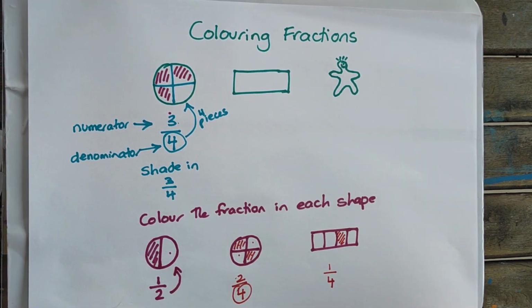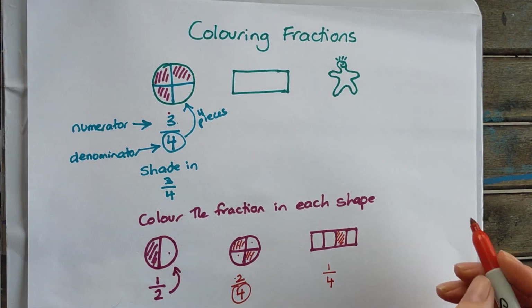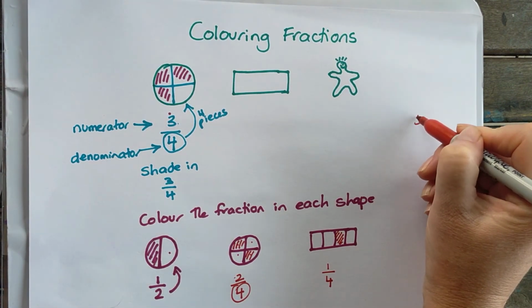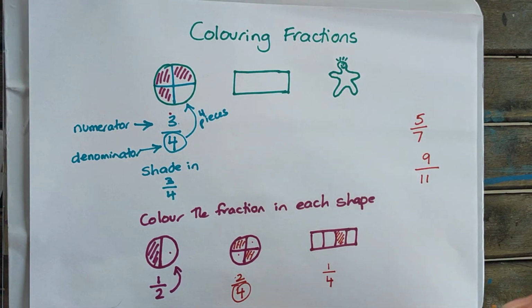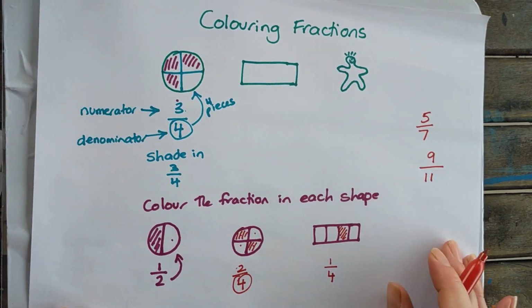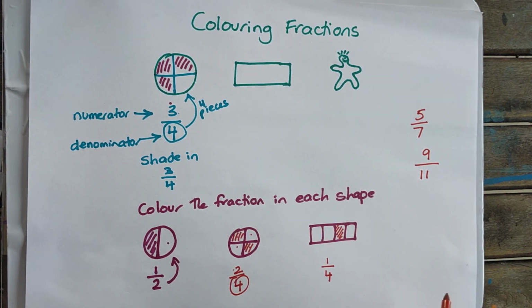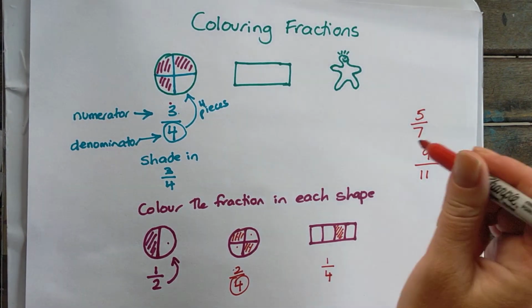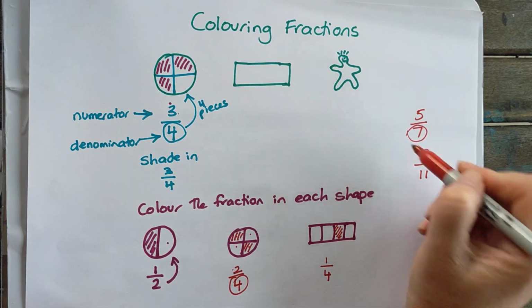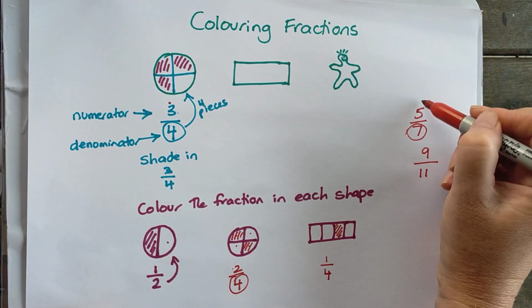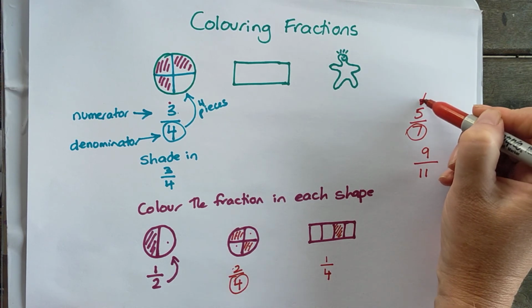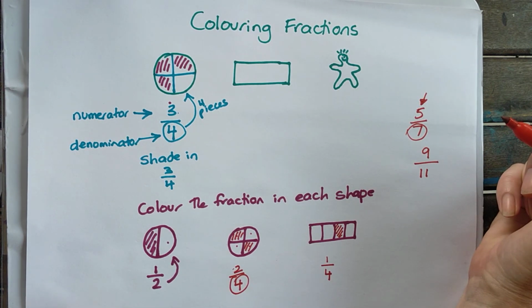So that's what today's lesson is about. It's about having a look at a fraction in number form. So you might have 5/7 or you might have 9/11. It won't matter what fraction you've been given, you're going to have a look at a diagram and check that it's been cut into the right number of pieces, and then you're going to colour in the top number of pieces that you've been given. And that's what we're going to be doing today.